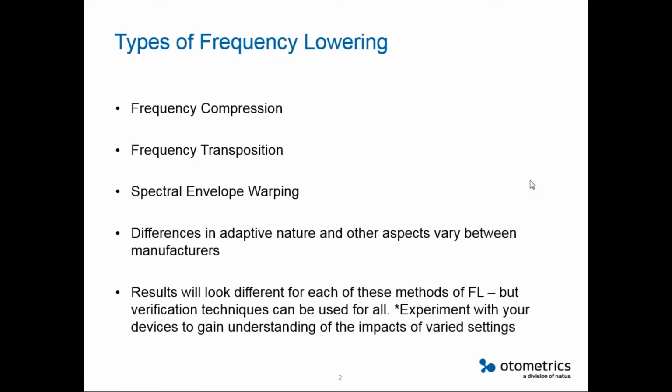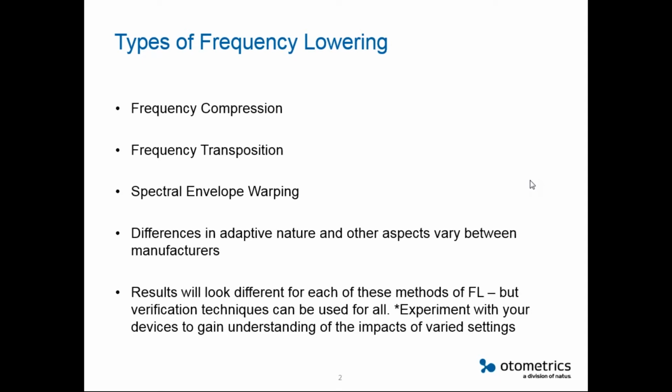Just as a general high-level overview, in terms of types of frequency lowering, there are still three main types, although there's a lot of blending of these different techniques now with some of the newer versions of frequency lowering available in hearing aids. The first one is frequency compression, specifically nonlinear frequency compression. We're going to take a look at that today, but that just involves compressing the high-frequency signal, reducing the bandwidth, and lowering it in frequency.